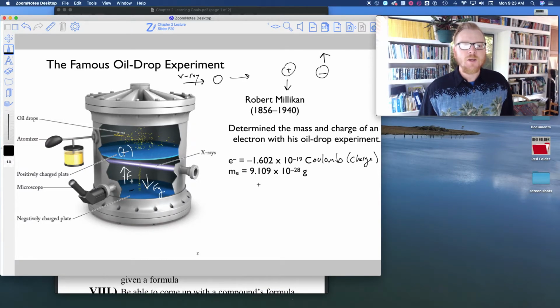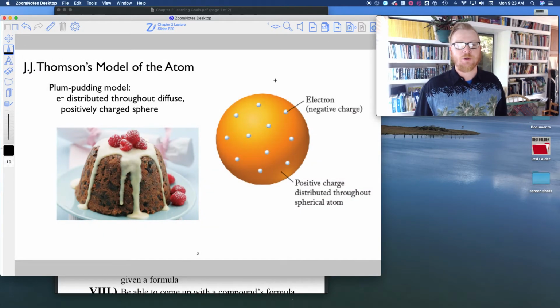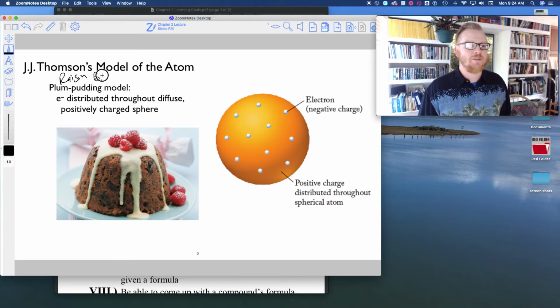Okay? So now we have this idea that matter contains these things called electrons. But the scientists at the time still did not know how these electrons were distributed through the atom. So then J.J. Thomson, he was British, okay, and so he gave an analogy of plum pudding. Plum pudding is not pudding. Plum pudding is raisin bread. It's a British thing. Raisin bread. Don't ask me why. I'm not from England.